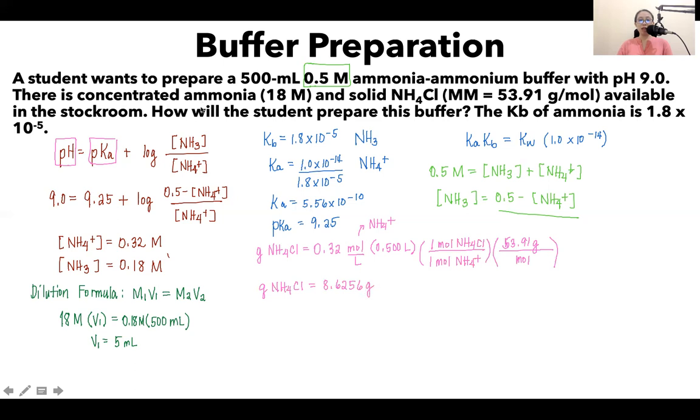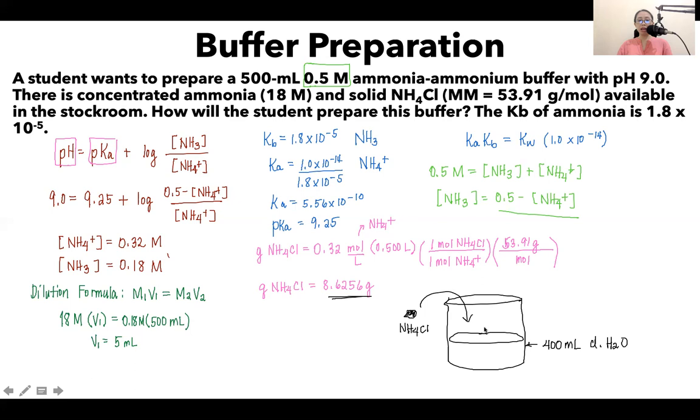So now you have performed the calculations. How should you prepare this buffer? You first measure your solid ammonium chloride. After measuring your solid ammonium chloride, you have a beaker. Let's say you have 400 ml of distilled water in your beaker, and then you dissolve your solid ammonium chloride. After it completely dissolves, you add 5 ml of the concentrated ammonia.